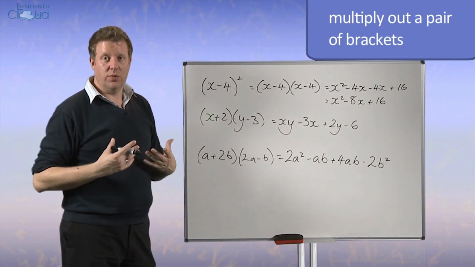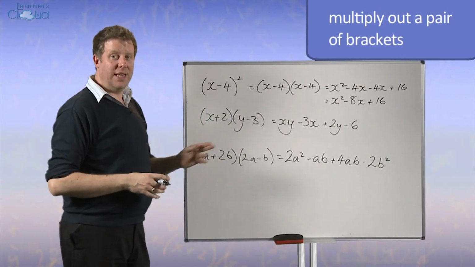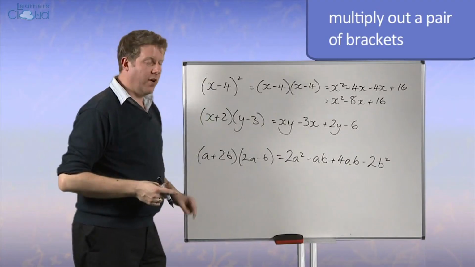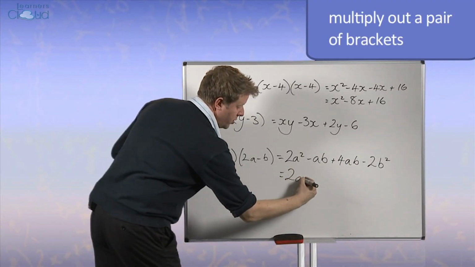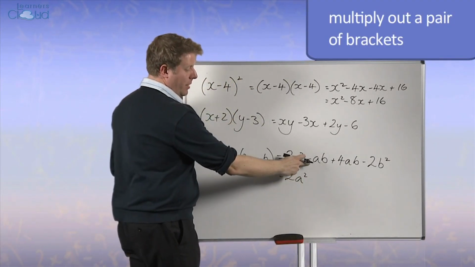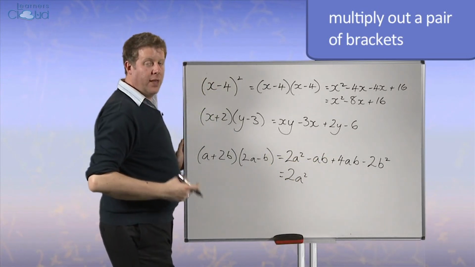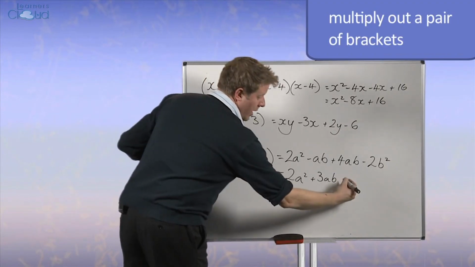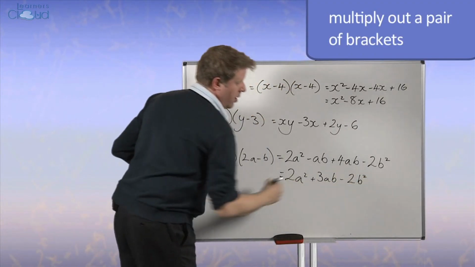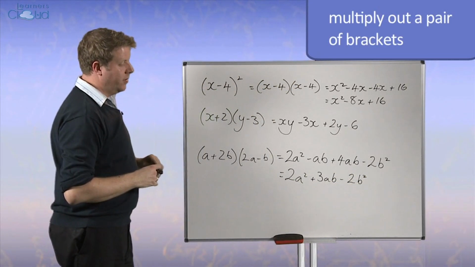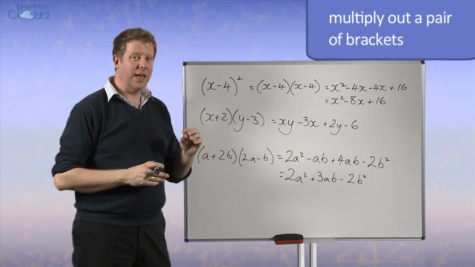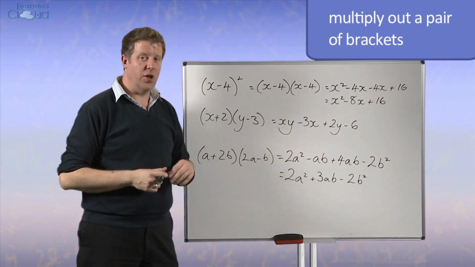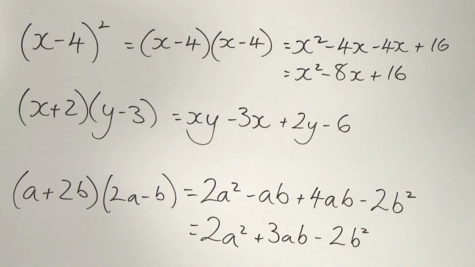I always tell my students to write it alphabetically though, because then when it comes to simplifying, you can see that these two will simplify. So I can write my final answer as 2a squared minus 1ab plus 4ab will give me 3ab, and that's positive 3ab, and then subtract the 2b squared from the end. So just that little hint about writing things alphabetically means you'll always be able to see that these are in fact like terms.